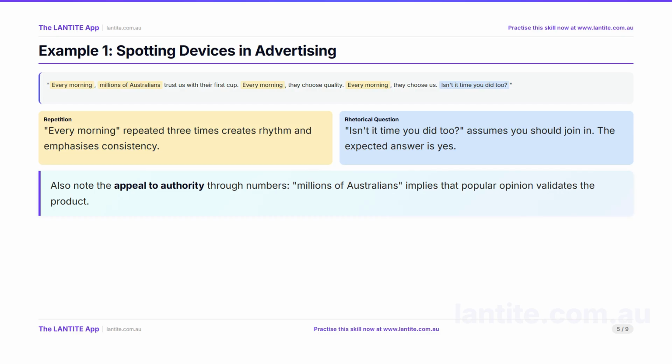Then the rhetorical question at the end. Isn't it time you did too? The expected answer is obviously yes. The writer is not really asking. They are nudging you towards a decision. There is also a subtle appeal to authority through numbers. Millions of Australians suggests that popular opinion validates the product. If millions of people trust it, you should too. That is 3 devices in just 4 sentences.